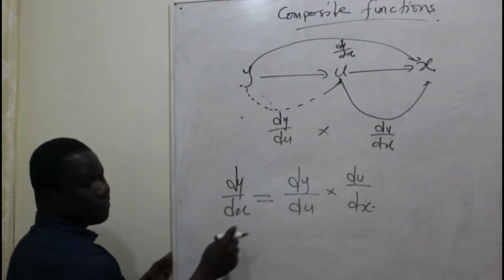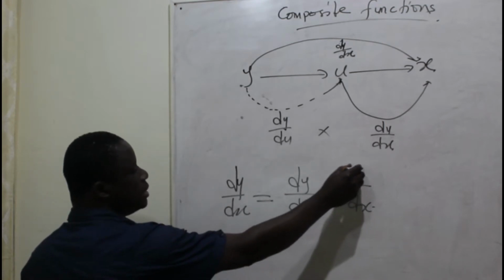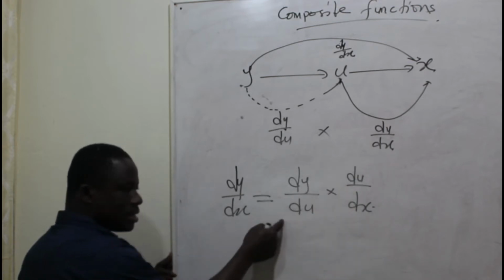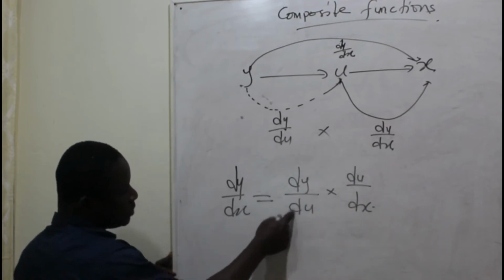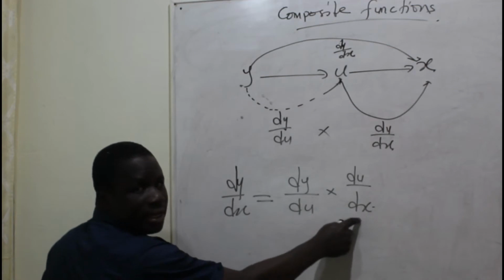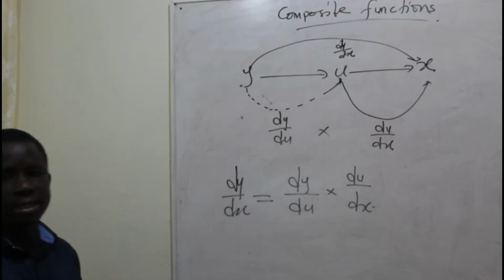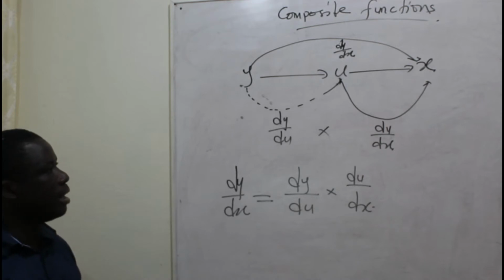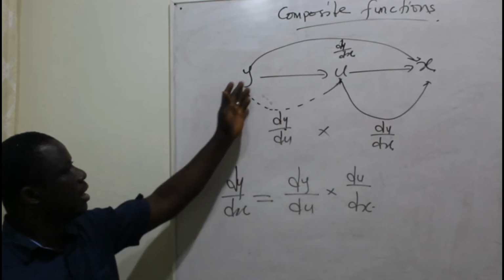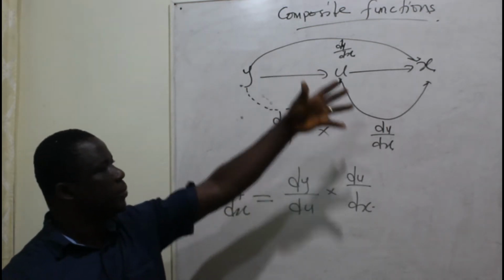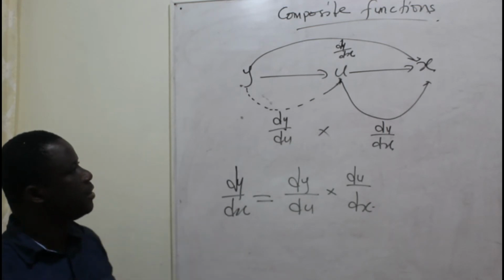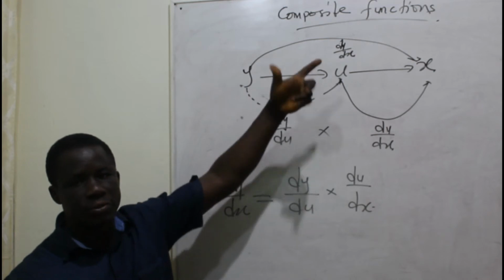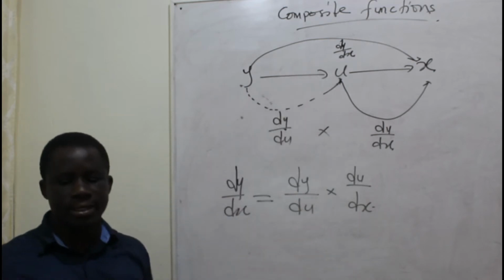Note, when you check very well, it appears du is cancelling du. And if du cancels du, then the result is dy/dx. So that is how we do composite function differentiation. You can't jump. y depends on u depends on x. So to find a derivative, you have to find dy/du, then du/dx, then you take the product. Good.